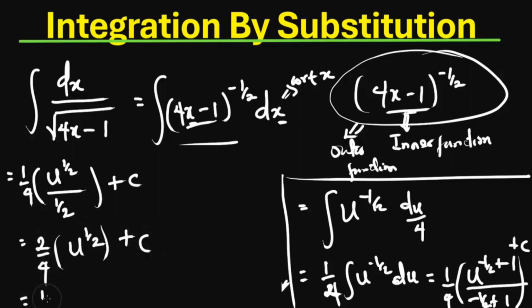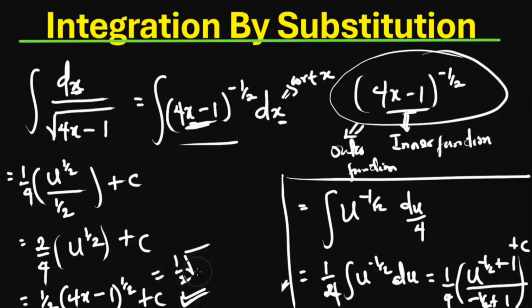And then this becomes 1 over 2, and we recall that u is equal to 4x minus 1. We want to obtain our answer in terms of x, that's why we have to recall that we represented our inner function with u. So this is 1 over 2 times 4x minus 1 to the power half, plus c. And this is the answer to the question. You can also write it as 1 over 2 root 4x minus 1 plus c.